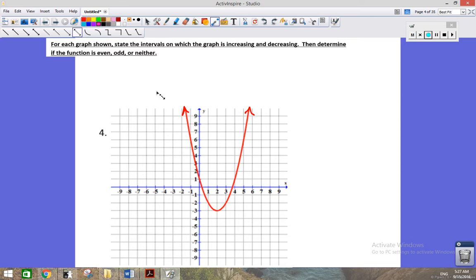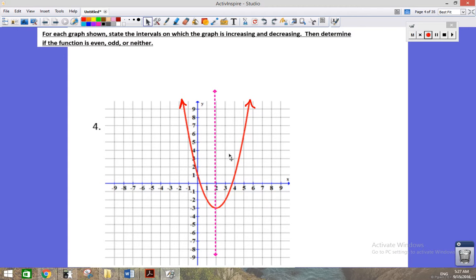And I can sketch that axis of symmetry because it goes through the vertex. So I do have symmetry here with respect to this axis. The left-hand side is a mirror image of the right-hand side. But that is not an even function. I need this axis of symmetry to be on the y-axis to say that this function is even. So yes, it's a mirror image.